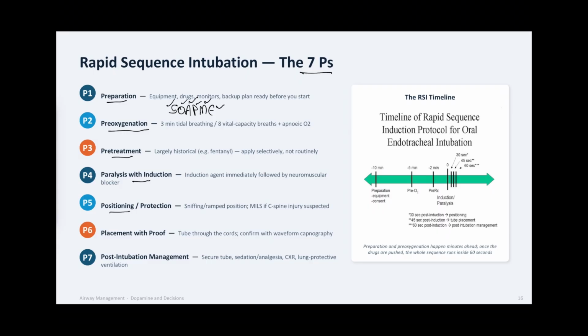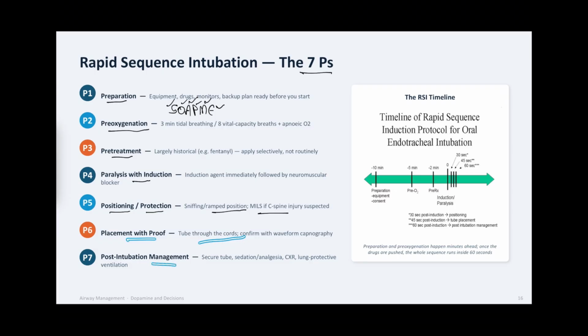The fifth one is the positioning and the protection. Optimize the patient's position before the attempt. Ramped position for obesity. Manual inline stabilization if you are suspecting any C-spine fractures in trauma patients. The sixth P is the placement with proof. Getting the tube through the vocal cords is only half of the job done. You must prove it's there in the trachea. We will discuss the confirmations shortly.